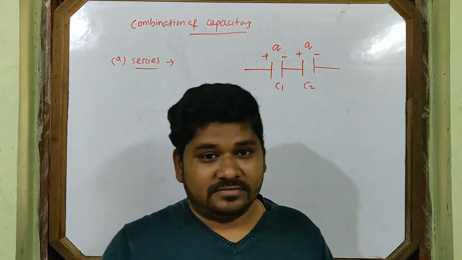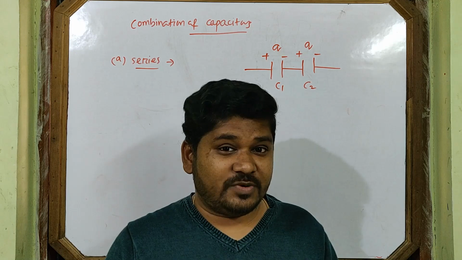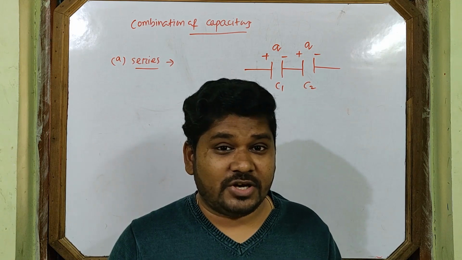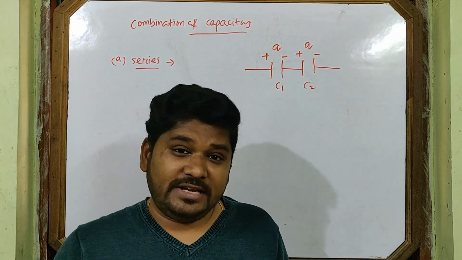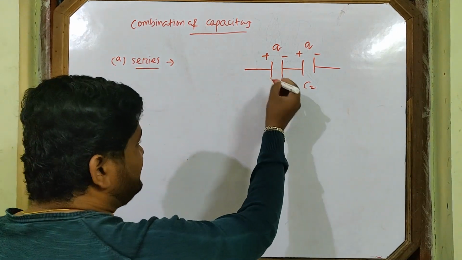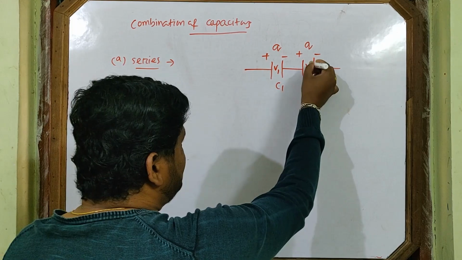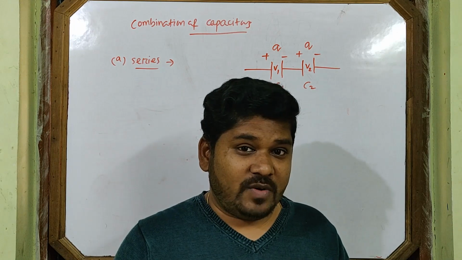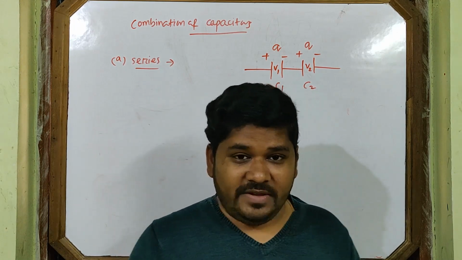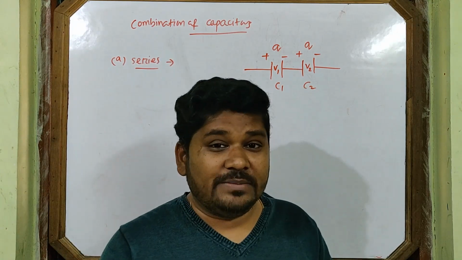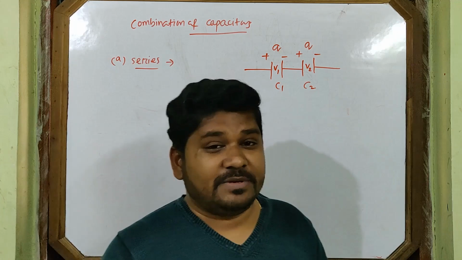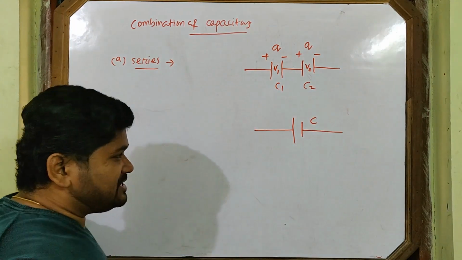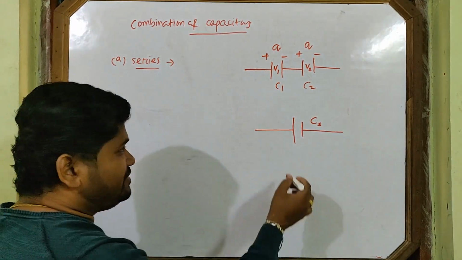Then what happens to the potential difference of each capacitor? Potential divides. In series combination, potential always divides, as also in resistors. If this potential is V1, then this potential is V2. Different potentials. Now I will find the effective capacitance. If both of them behave as one capacitor, then the net capacitance is C. I am writing here S, which stands for series combination.